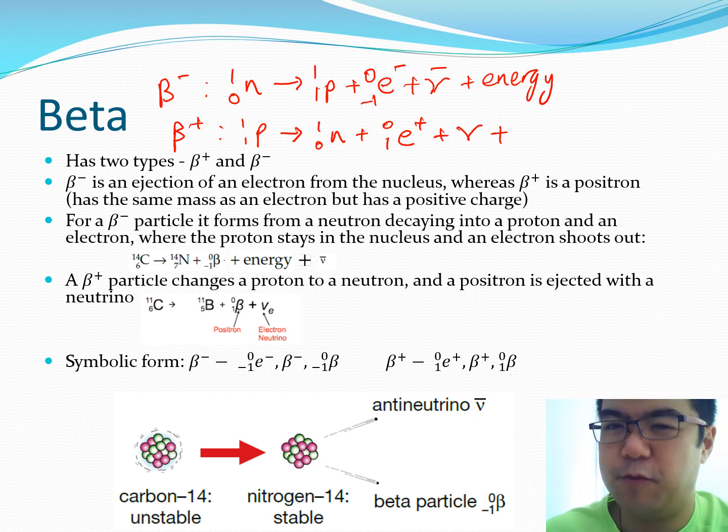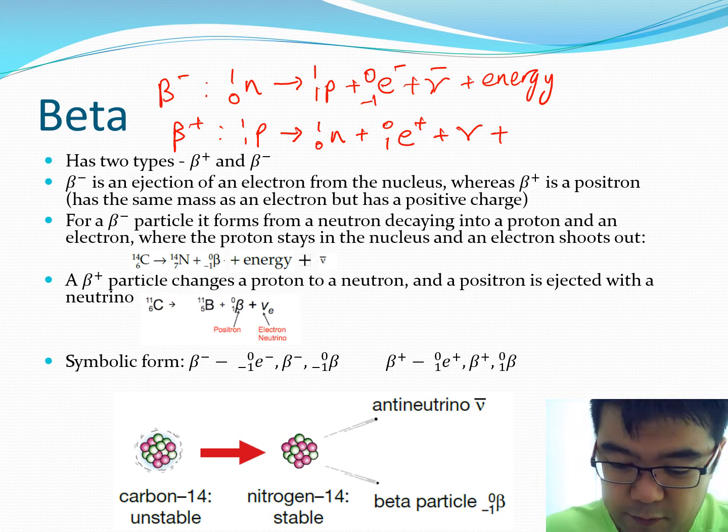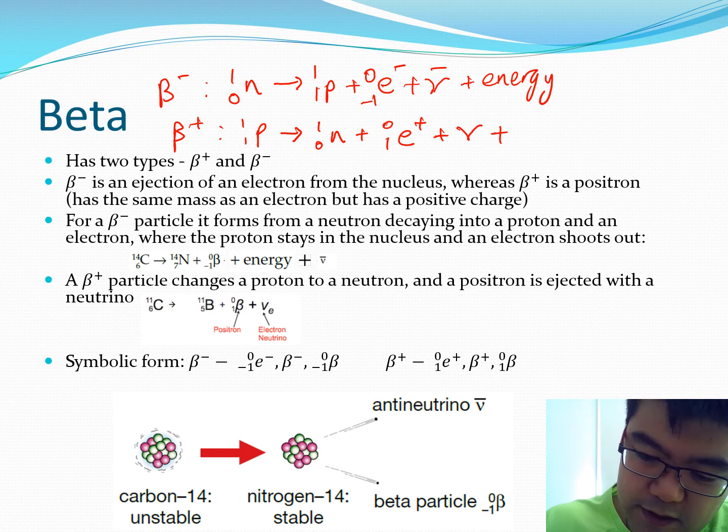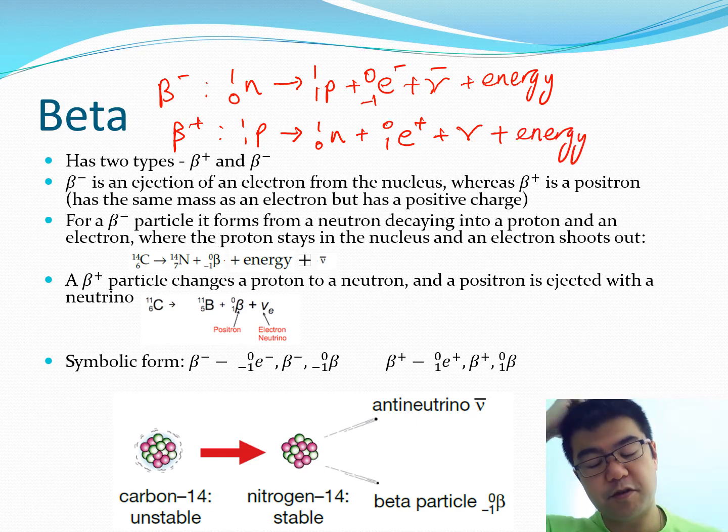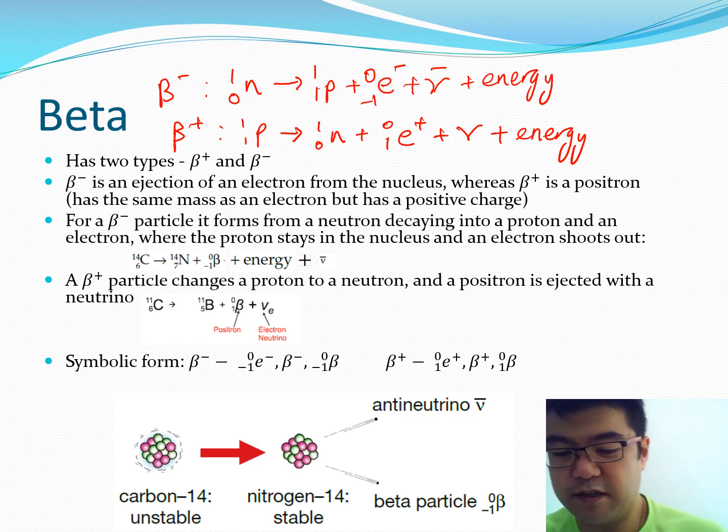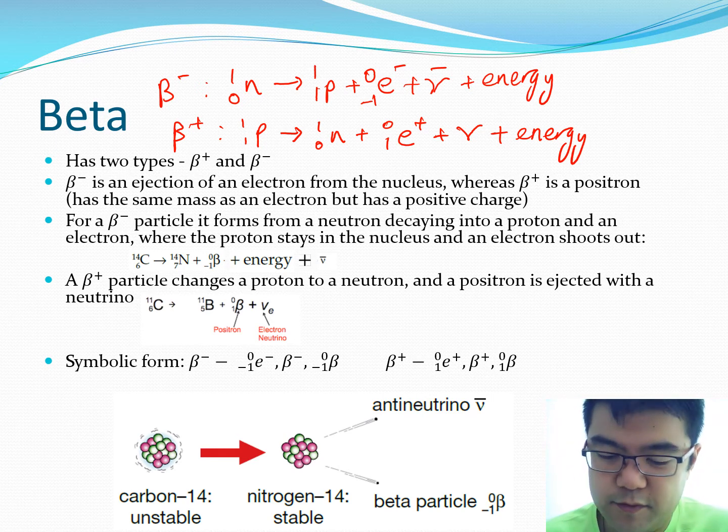I know it's a little bit weird. We gained a neutron, and then, sorry, we gained a neutrino. The other one, we gained an antineutrino to balance out the fact that we lost a neutron. And then we also release energy.